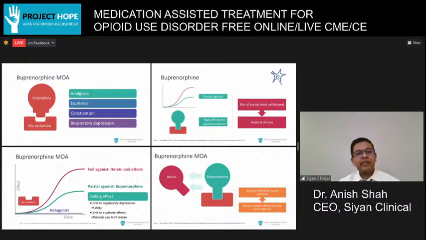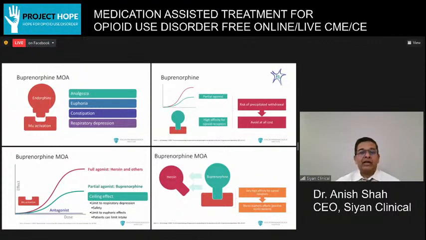And the other thing is buprenorphine also has a very high affinity for opiate receptors, like I said. So when patients try to take heroin or other medications such as oxycodone or fentanyl or any other strong opiate medications, they are not able to get that high because buprenorphine is sitting very tight on those receptors.